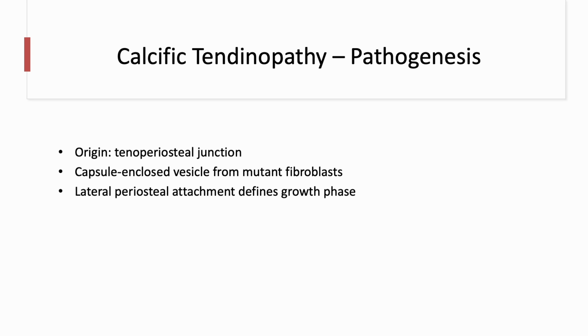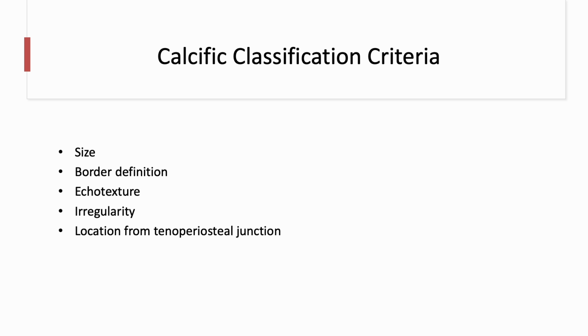Another frequent but often under-recognized finding is calcific tendinopathy of the subscapularis tendon. When calcification is detected, it must be systematically analyzed by size, border definition, internal echotexture, and irregularity. Most critically, always assess its relationship to the tenoperiosteal junction.